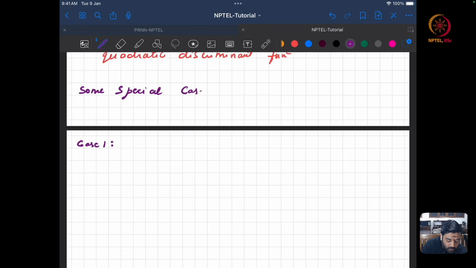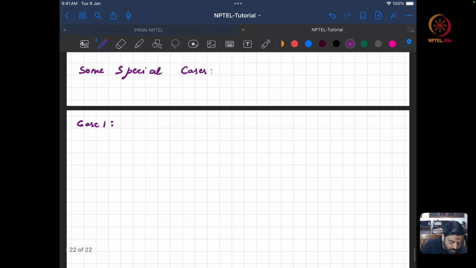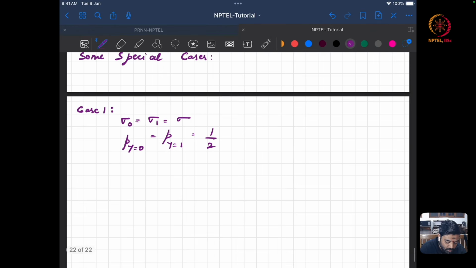Some special cases. Now case 1, in which I am saying that sigma 0 and sigma 1 are both sigma, and then the probability that y is equal to 0 is equal to the probability that y is equal to 1, since the priors are the same, and that means it's half. And then the loss that is incurred in both the cases is the same. Now, when I say that the loss incurred in both the cases is the same, that means there can be cases in which they can be different actually. Now, in that case, what will happen?